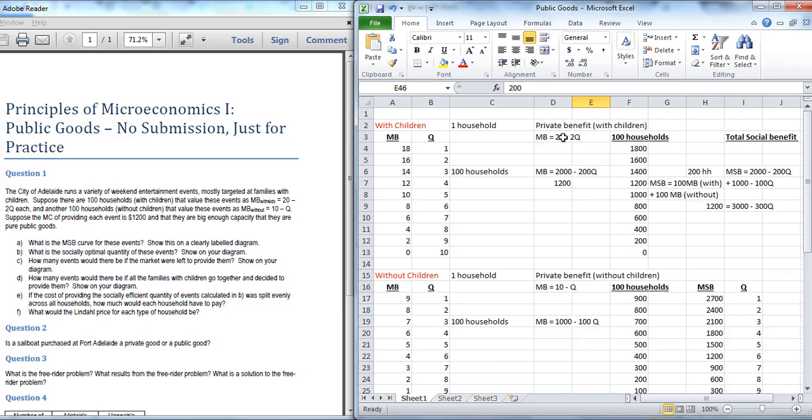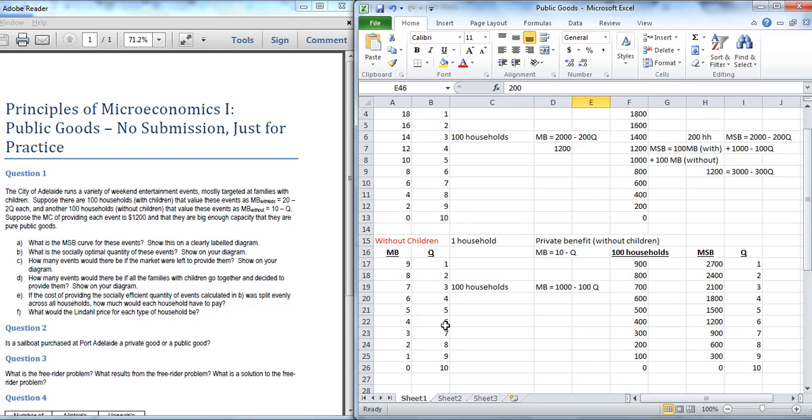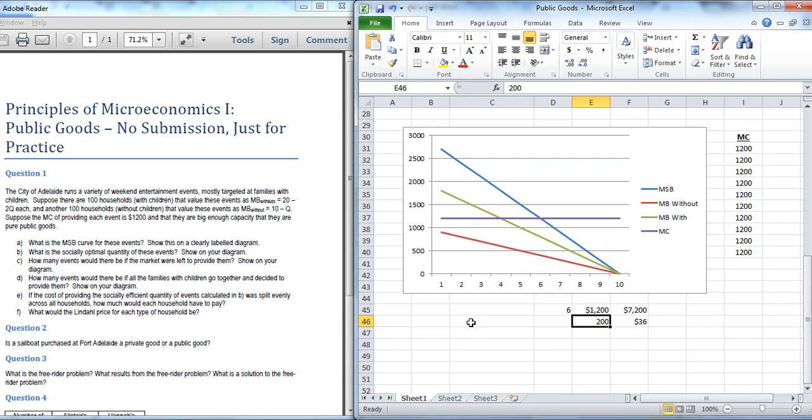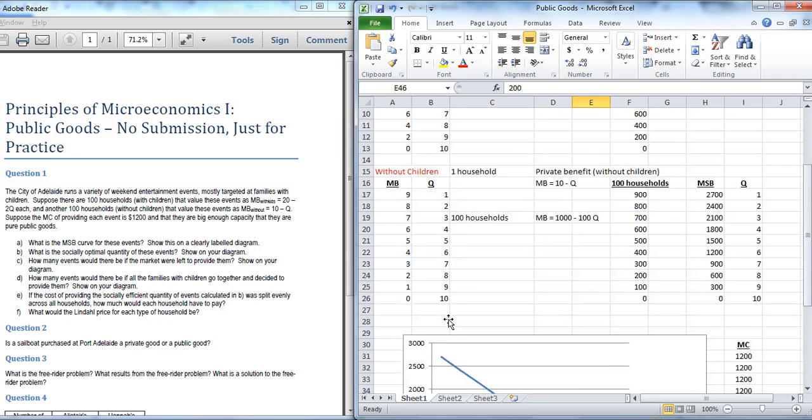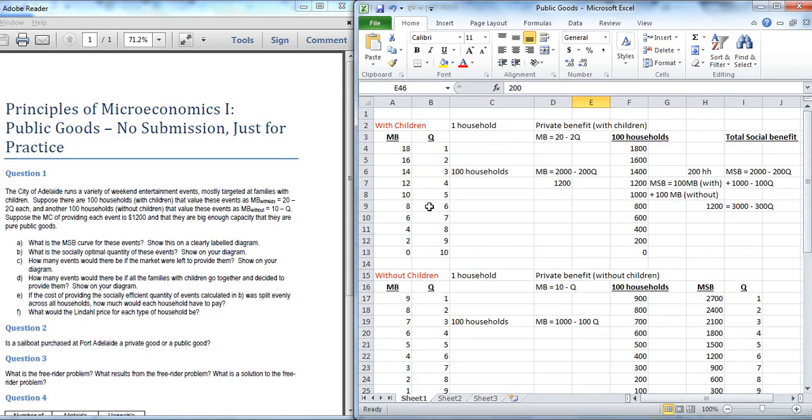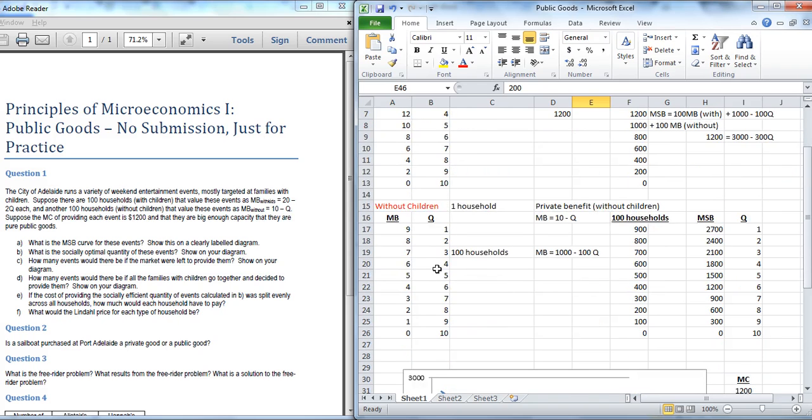So in the case of a household with children, the marginal benefit for a household with children is going to be $8 at that quantity of 6, and for a quantity of 6, the marginal benefit for a household without children is going to be $4. Okay, so if you have 100 households paying $8 per event and 100 households paying $4 per event, you add that all up for 6 events and you're going to get the total cost of the event. So we've already calculated that the answer to the question, what would the Lindahl price for each type of household be? It's going to be $8 for the households with children and $4 for the households without children at a quantity of 6.